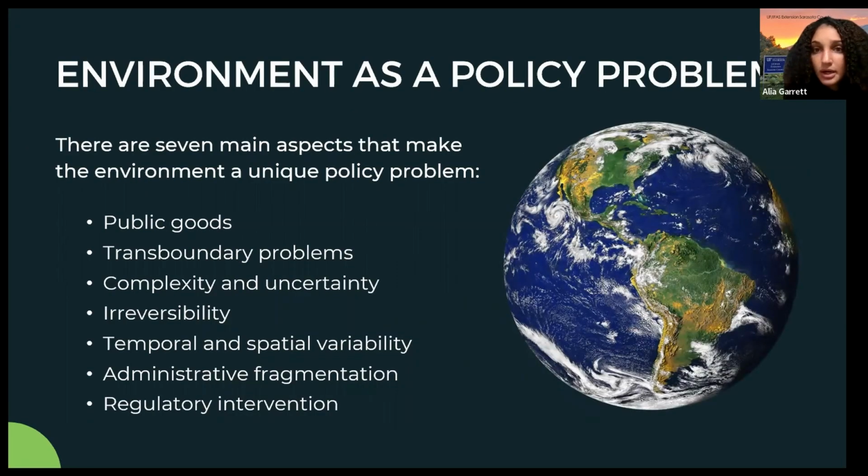So environment as a policy problem. There are 7 main aspects that make the environment a unique policy problem, and we're going to cover all of these. So public goods, transboundary problems, complexity and uncertainty, irreversibility, temporal and spatial variability, administrative fragmentation, and regulatory intervention.